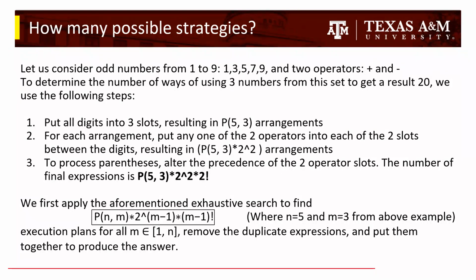First, we select 3 digits from the 5 given and allot them at the respective positions, which will mean that P(5,3) arrangements are possible. Then we fill the 2 slots of the operators, which can be done in 2^2 arrangements. And then finally, we alter the precedence of the operator slots, and this can be done in 2 factorial ways. This similar strategy can be used to derive the formula given below.